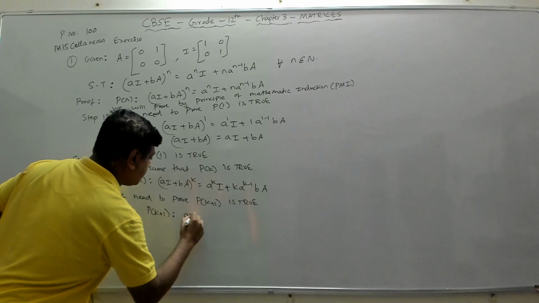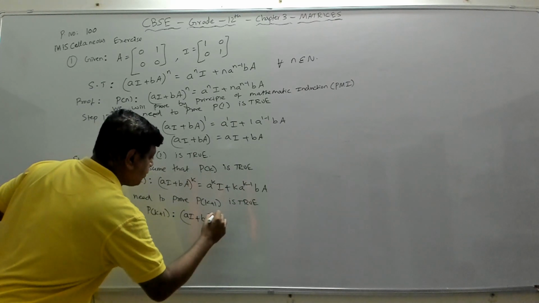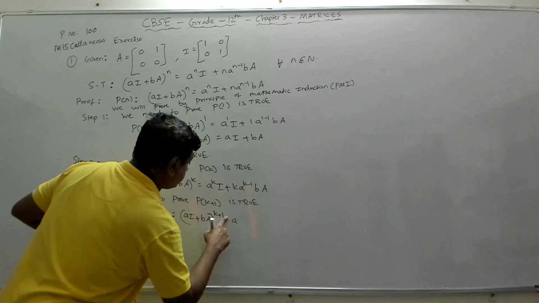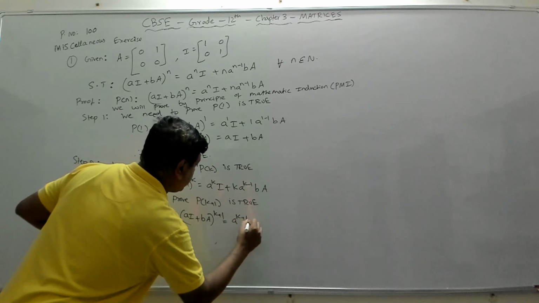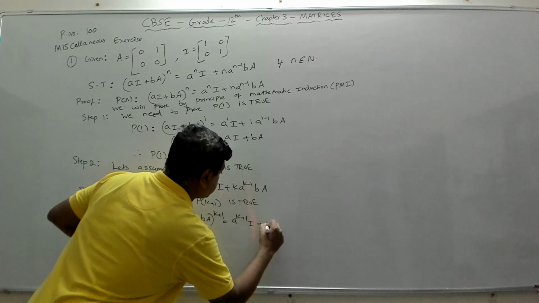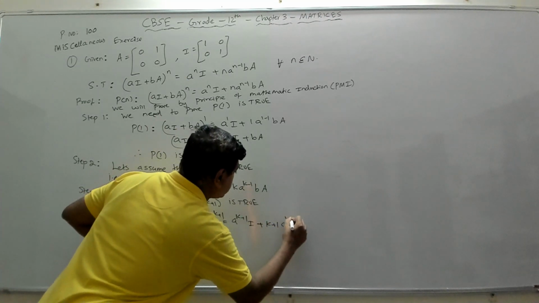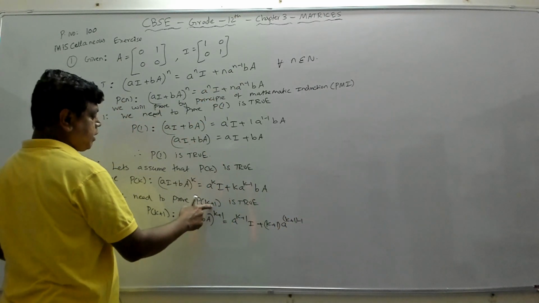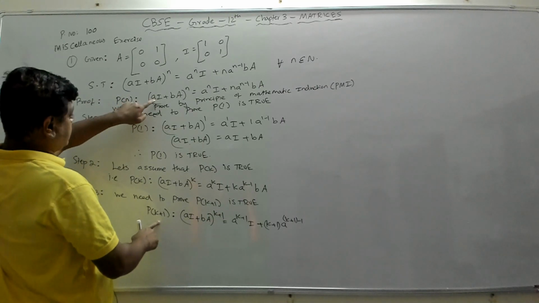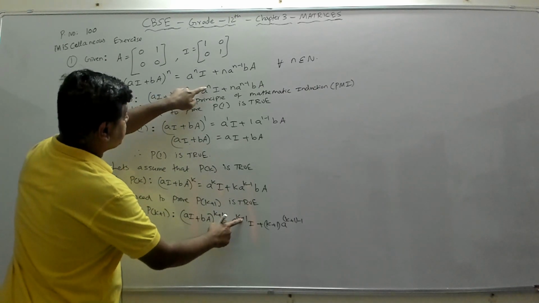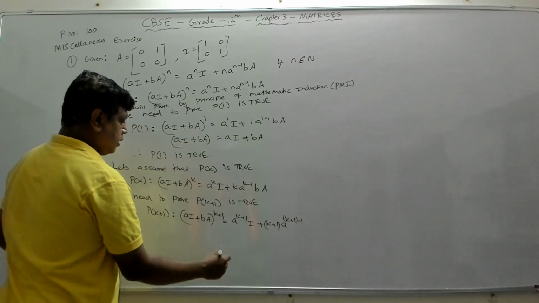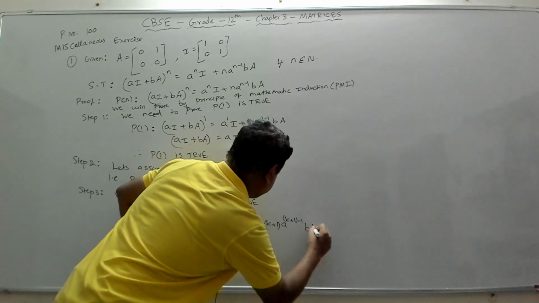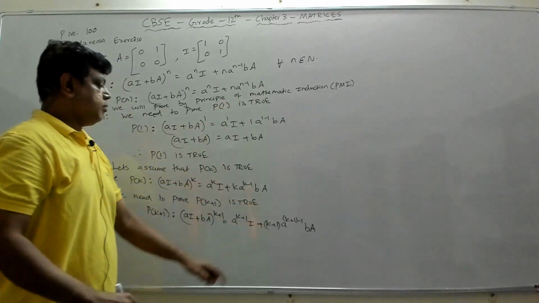So it will become (aI plus bA) whole power k plus 1 equal to a power k plus 1 I plus (k plus 1) a power (k plus 1 minus 1) bA. So wherever n is there, I am putting k plus 1. That is your P of k plus 1. So if your P of n is this, wherever n is there, I am putting k plus 1. Again here (k plus 1) into (k plus 1 minus 1). Then we have bA. b into A.